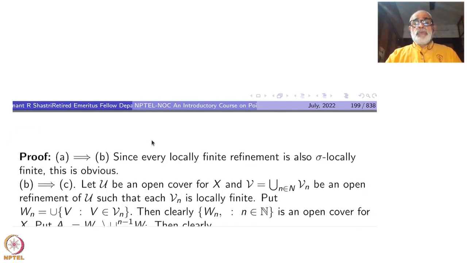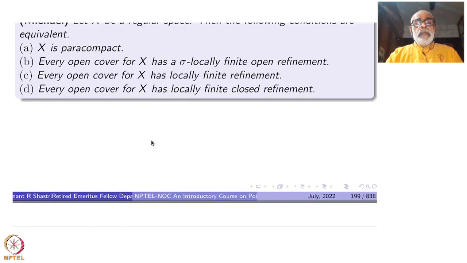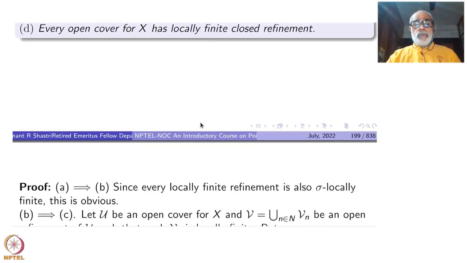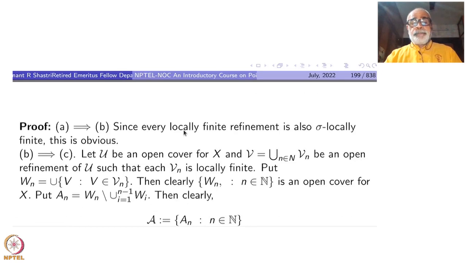Okay, so let us go through these proofs quickly. A implies B is very obvious, because X paracompact implies every open cover has a locally finite open refinement. Locally finite already implies sigma locally finite, as we have pointed out earlier. So A implies B is obvious.